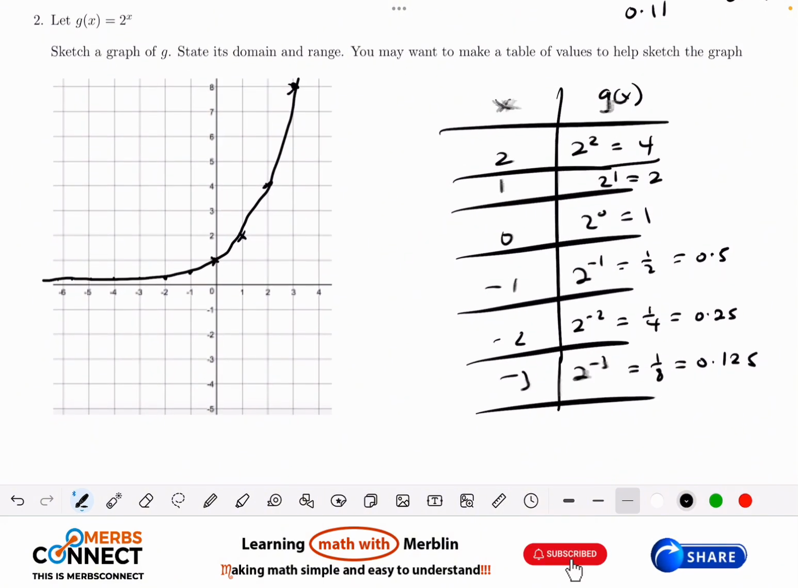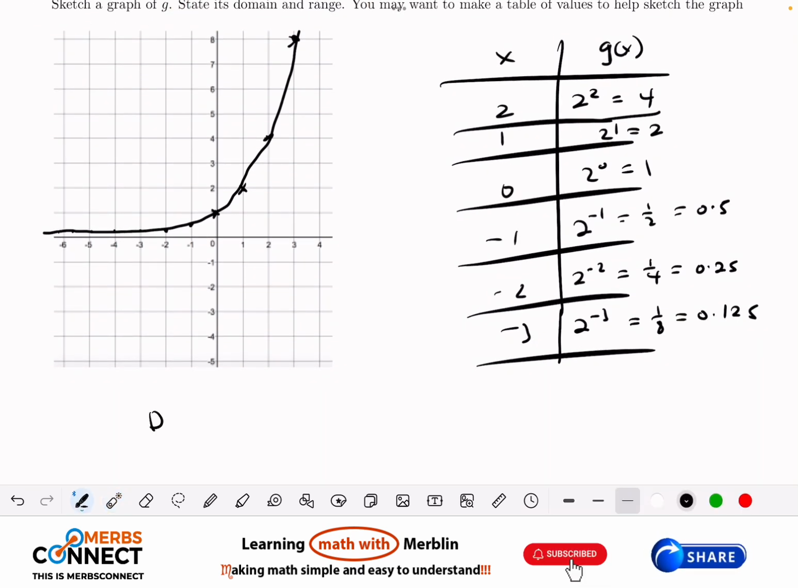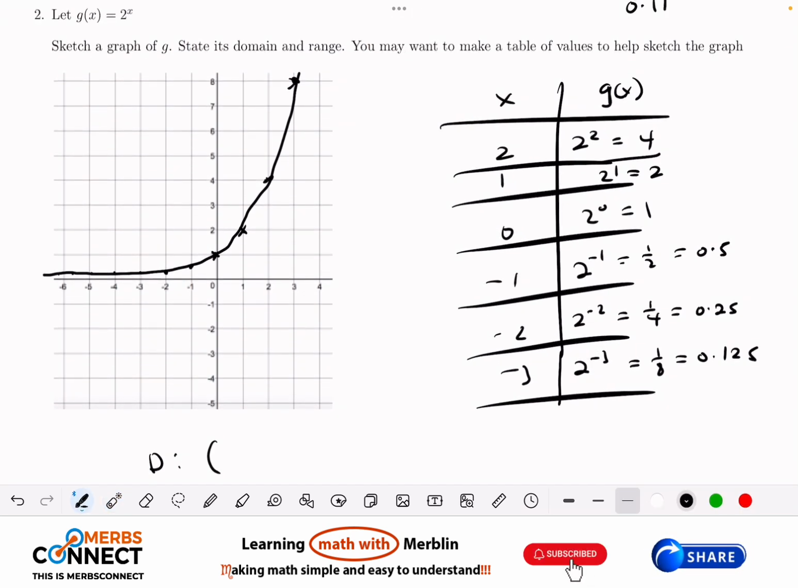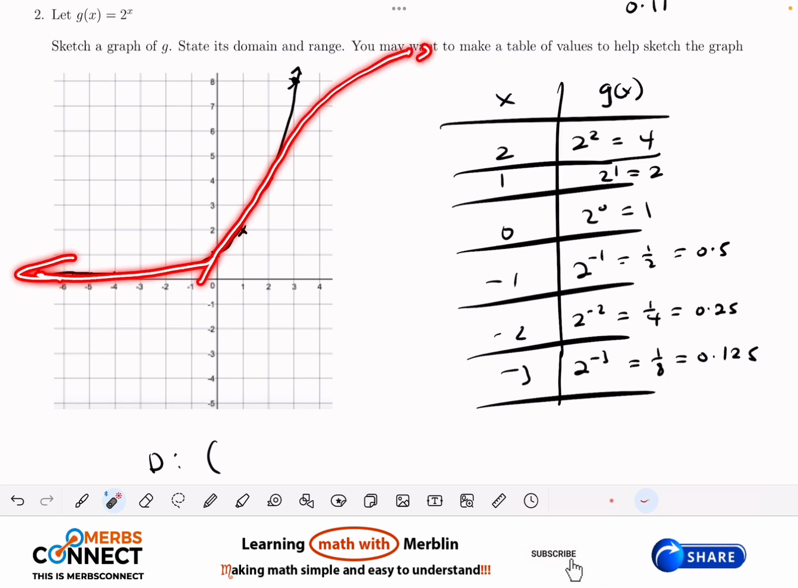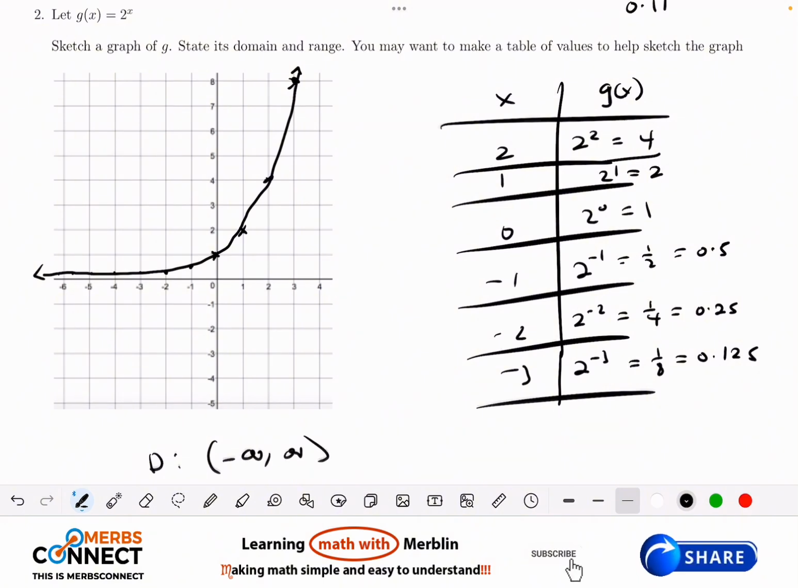Very sharp. Now, what is the domain? We want to find the domain and then the range. So the domain is like we are looking at the x-axis. So on the x-axis, we can see that this is going to negative infinity and this is also going to positive infinity. So here the domain will be negative infinity to positive infinity.